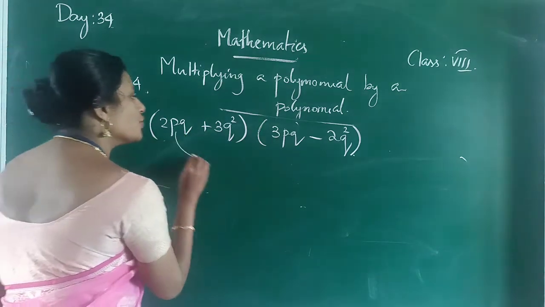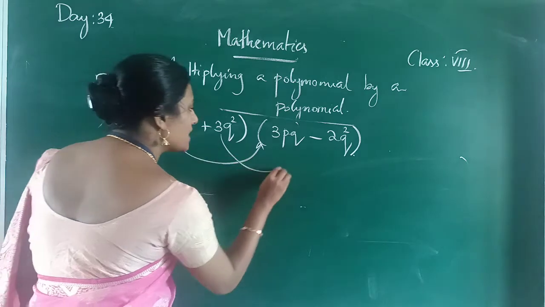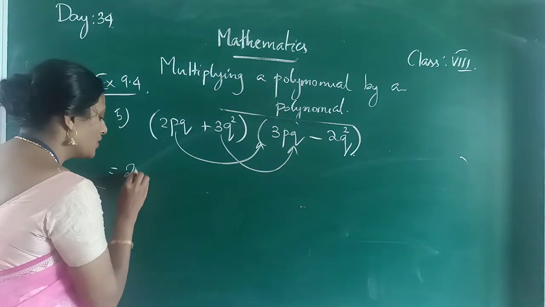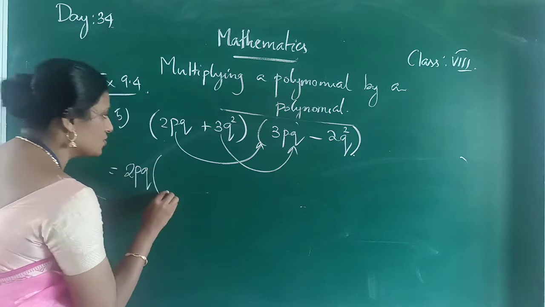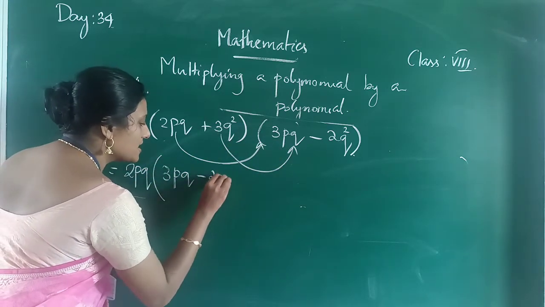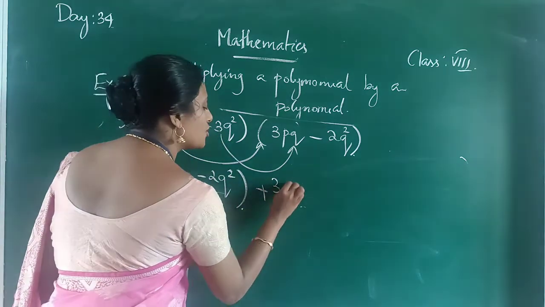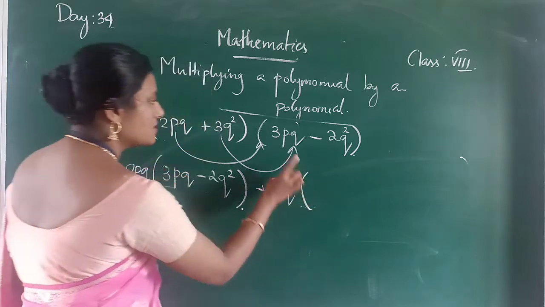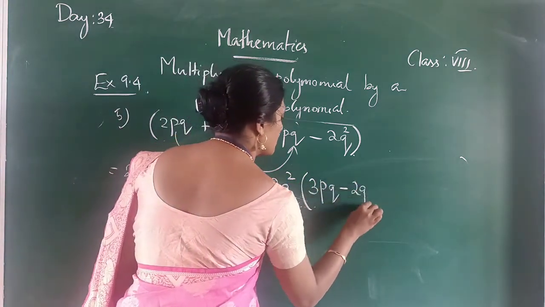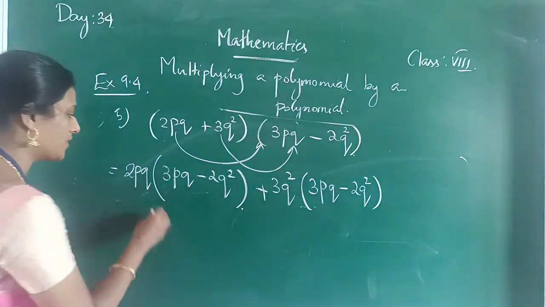First, 2pq into second bracket. Next, 3q square into second bracket. That is equal to 2pq into second bracket is 3pq minus 2q square. Next, plus 3q square into second bracket 3pq minus 2q square. Next, you have to use the distributive property.